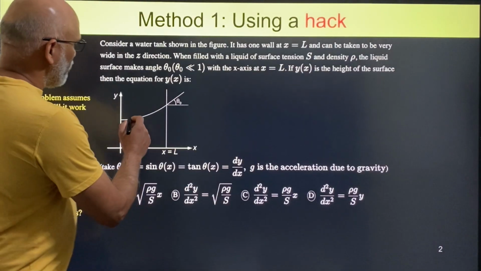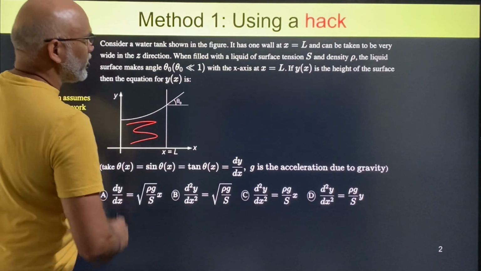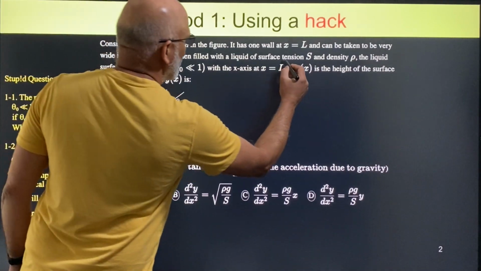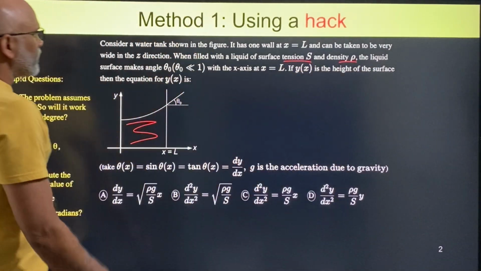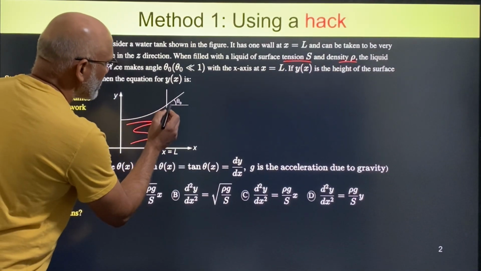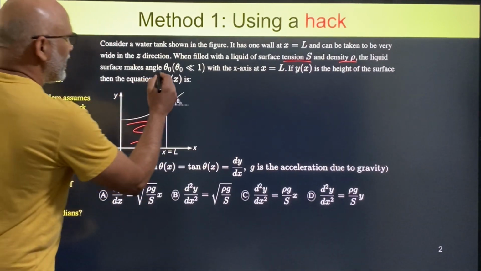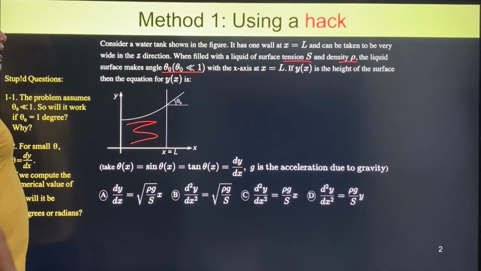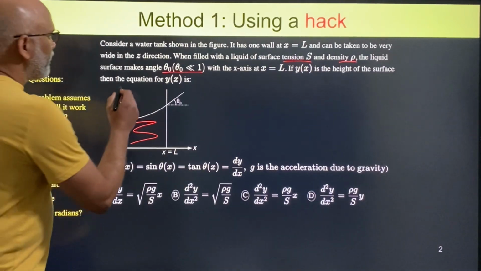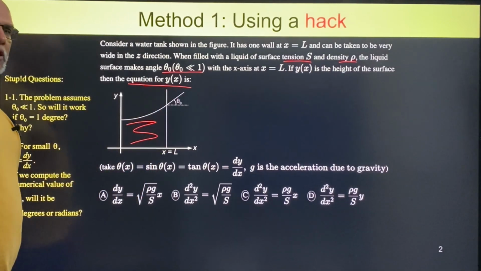All right, so basically I have a water tank. There is a wall at x is equal to L, and the water has surface tension S and density rho. And because of the capillary action, the liquid meniscus makes an angle theta 0 with the wall at x is equal to L. And theta 0 is given to be very small. We need to find the equation for y(x). Basically, we need to find the shape of the meniscus.